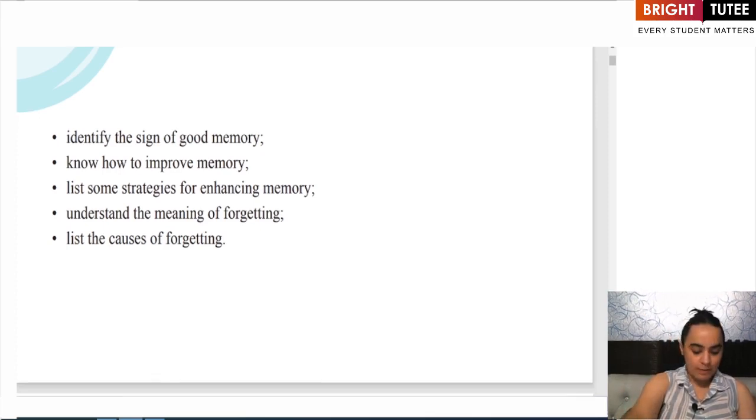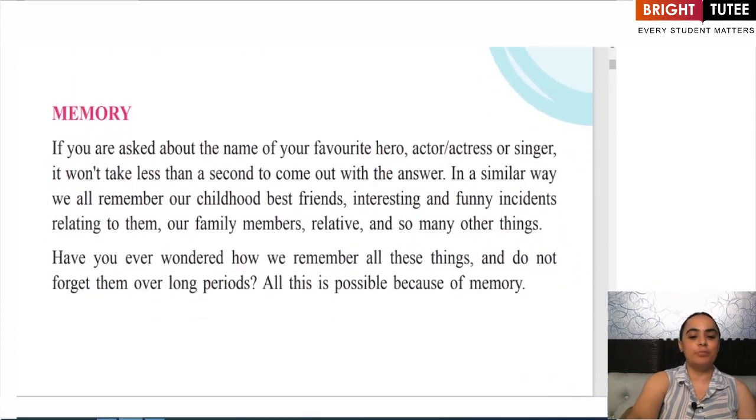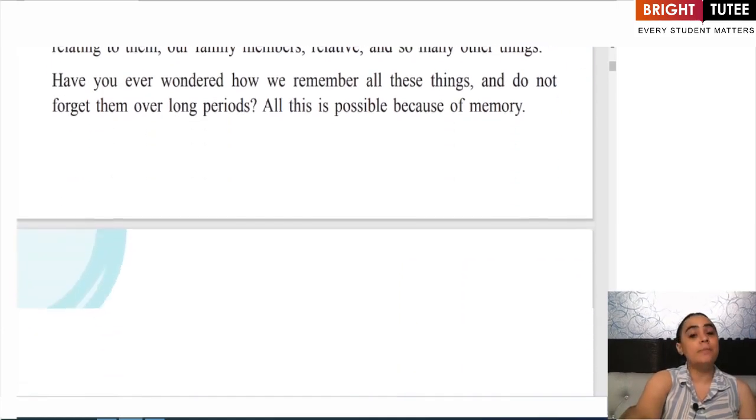So, we all know memory is something which is a very common term that each one of us makes use of in everyday lives. If we ask you about the name of your favorite actor, actress, movie, singer, within milliseconds you're going to answer that. But if we ask you something related to a subject that you are not very fond of, you probably would not be able to answer that question with ease. So, all these things that we are able to remember and do not forget over a long period of time is all because of our memory.